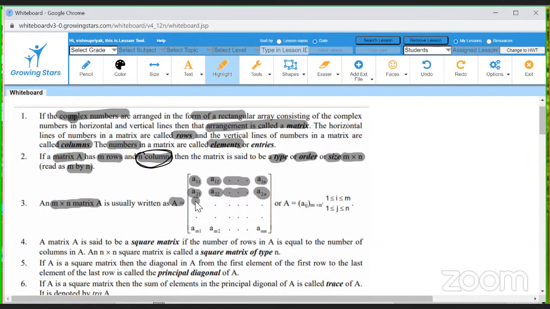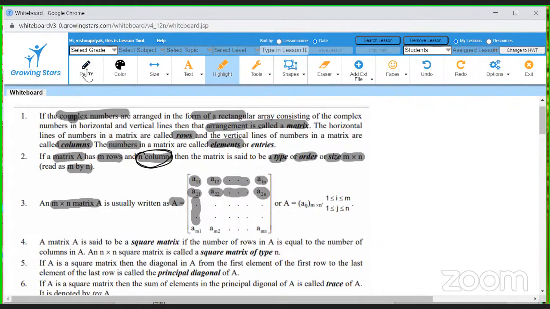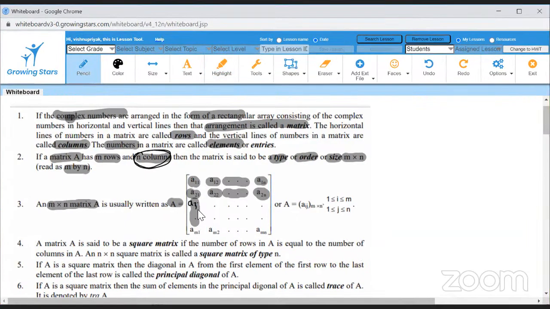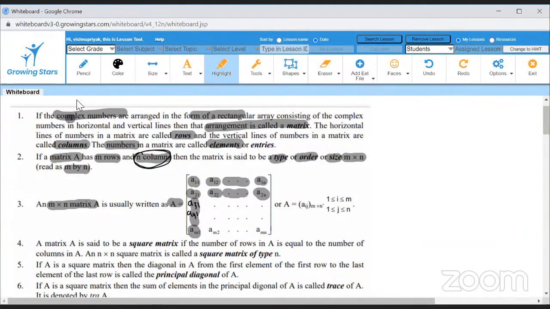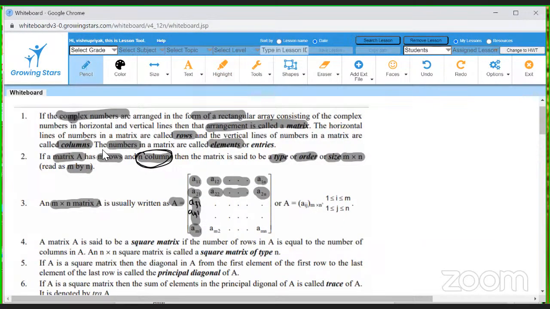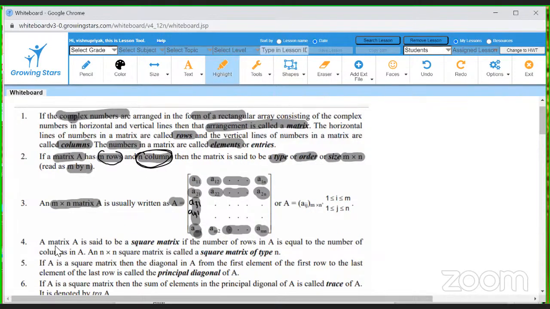Like that, third row, first column, third row, second column, third row, third column. Sorry, third row, first column, fourth row, first column, fifth row, first column, sixth row, first column, nth row, first column. How many rows are there? M rows. And like this, mth row, first column, mth row, second column, mth row, third column, mth row, fourth column, mth row, nth column. The elements are written like this.